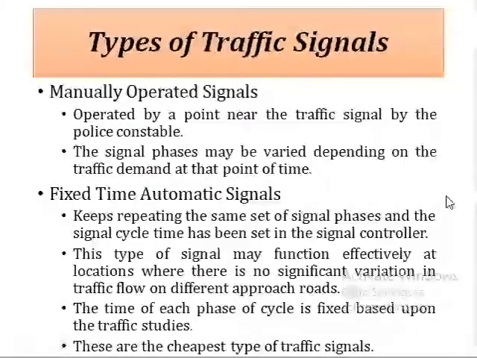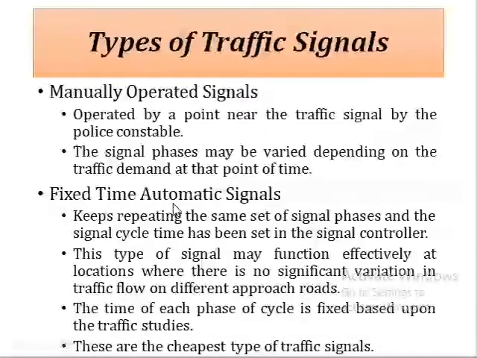There are three types of traffic signals available in the market. First one are manually operated signals. These signals are operated by a point nearby the traffic signal. The signal phases may be varied depending upon the traffic demand at the point of time. Whenever in which direction the traffic is more, the green time can be increased at that time.